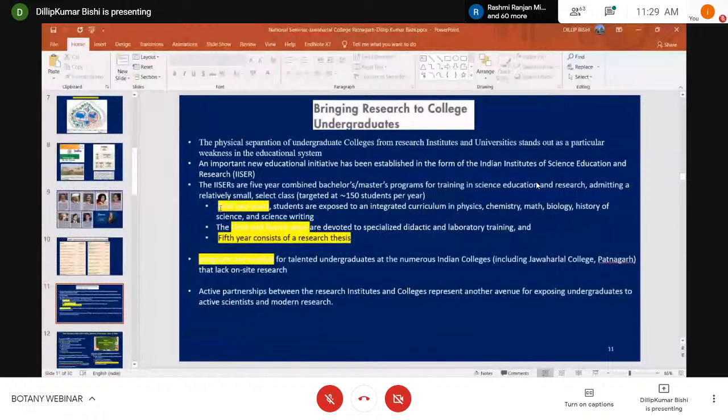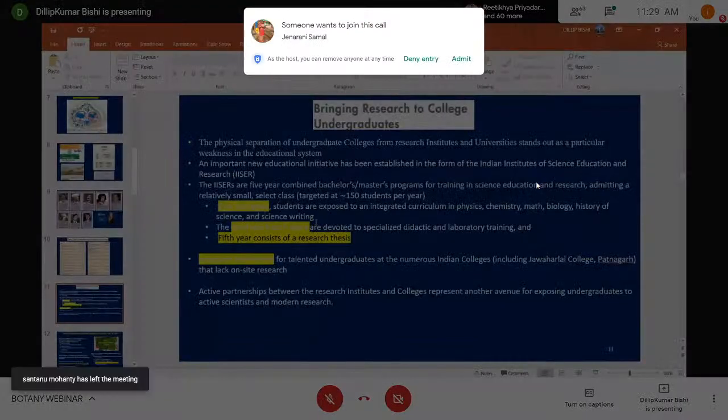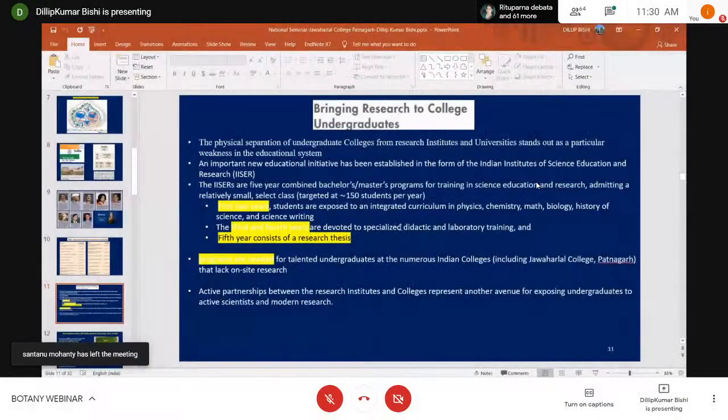the first 2 years students will be exposed to basics like physics, chemistry, math and biology, and history of science as well as scientific writing. And when they reach third and fourth years, they will be mostly focusing on some kind of military training and all kinds of activities. But in the fifth year, it will be completely based on a research thesis. This is at undergraduate level.